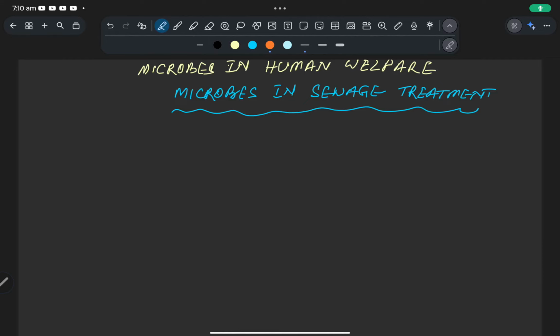So children, today we'll be discussing microbes in sewage treatment under the chapter microbes in human welfare. So what is sewage?